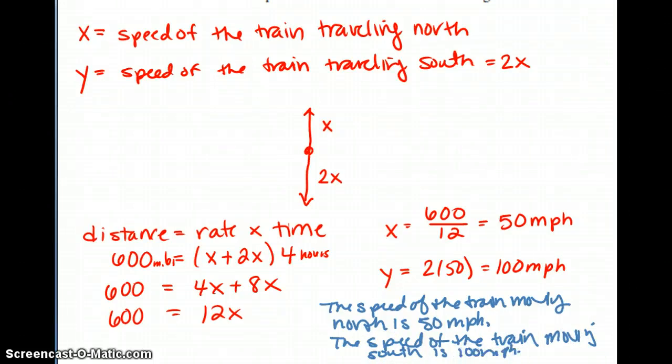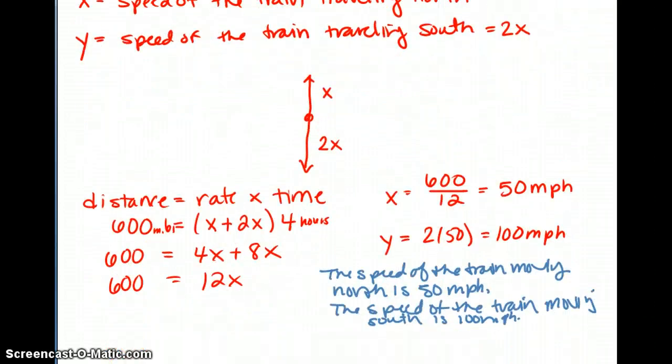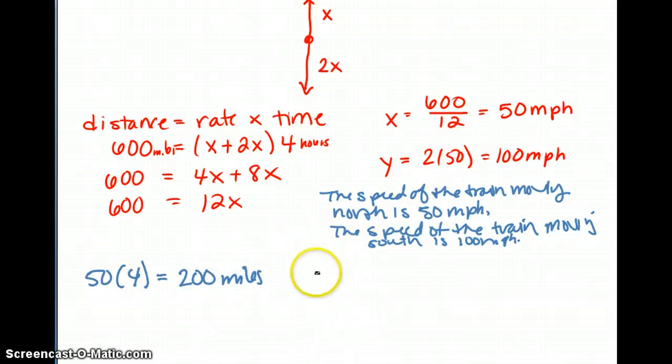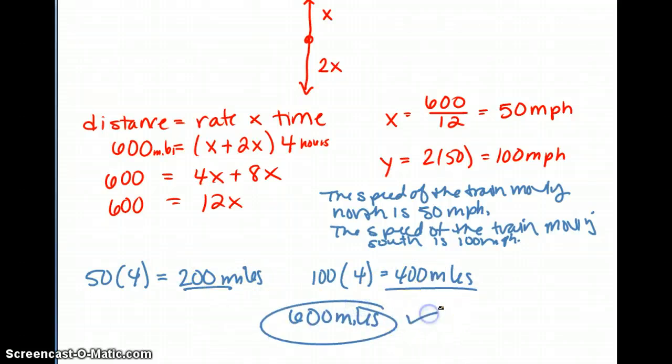Now you should be able to quick check your answers. Since the question told us that you have 4 hours in time, let's just double check it. If you did 50 times 4 for that first train, that train would make it 200 miles. And if you took the train that was going south, that was 100 times the 4 hours, that train would make it 400 miles. If you put together the 200 and the 400 miles, how far do they make it? They make it 600 miles. So we checked our answer.